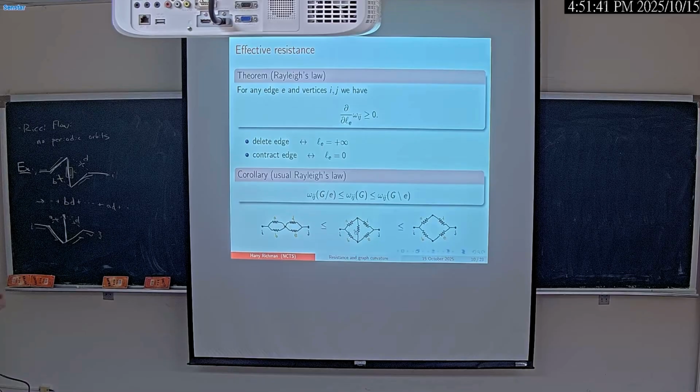And then the other extreme case is when we contract an edge. In our example here, if we take edge C and contract it, it means we take its endpoints and we glue them together. We can think of this as taking the resistance and sending it to 0. When the resistance goes to 0, the two endpoints have to have exactly the same voltage, so it's like we just glued them together within the network. This is also one case of Rayleigh's law, where contracting an edge has to decrease the effective resistance between any two terminals.